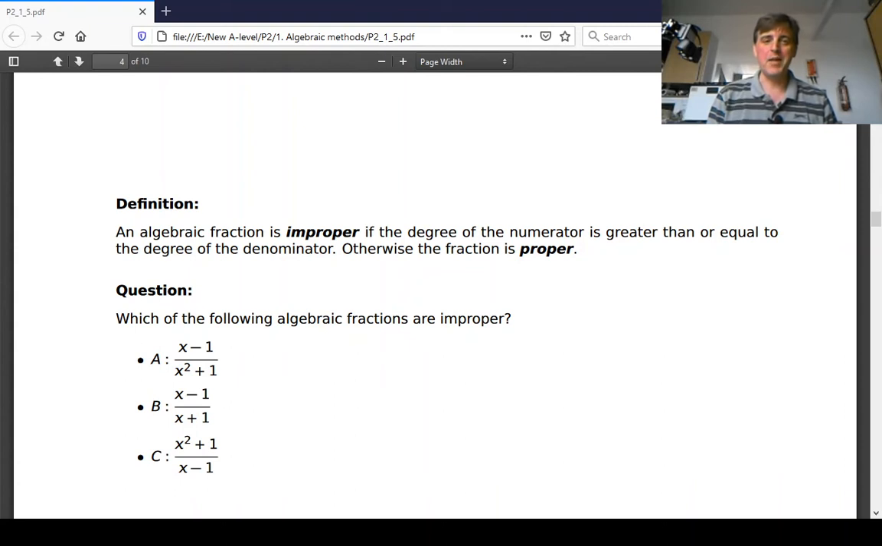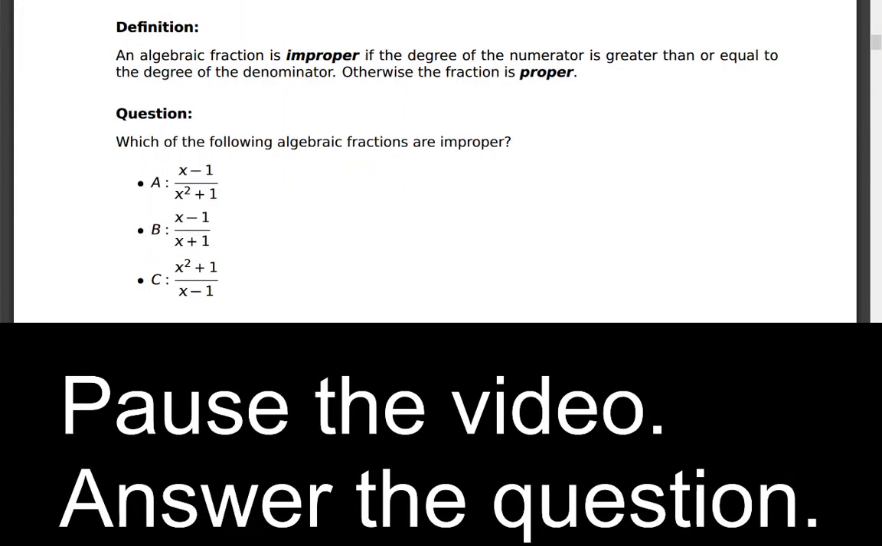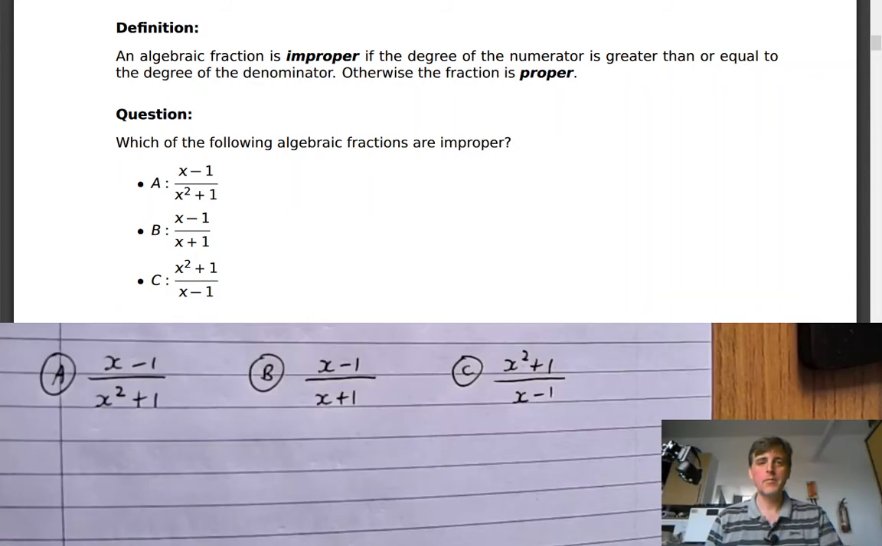Now let's see if that makes sense to you. I've put 3 algebraic fractions on the screen. I want you to tell me, please, which of these 3 fractions are improper fractions? Okay, let's see what we think.